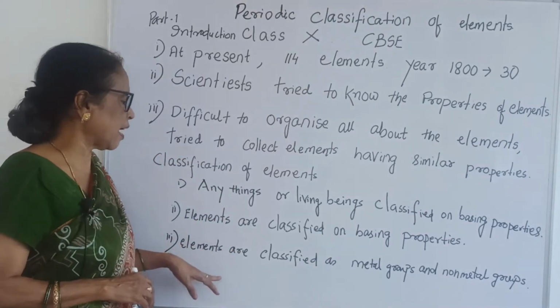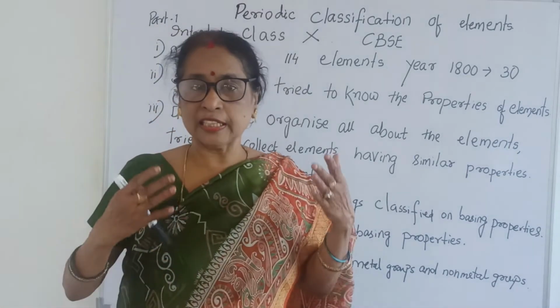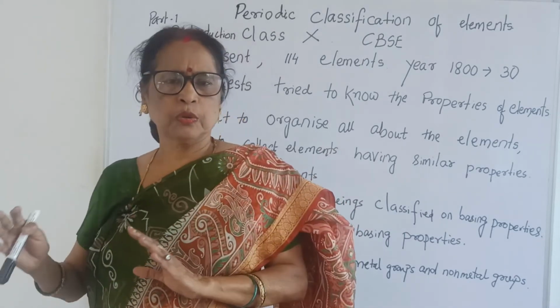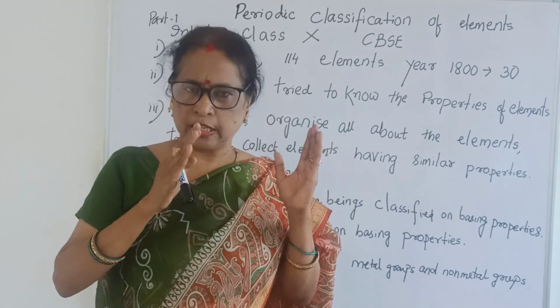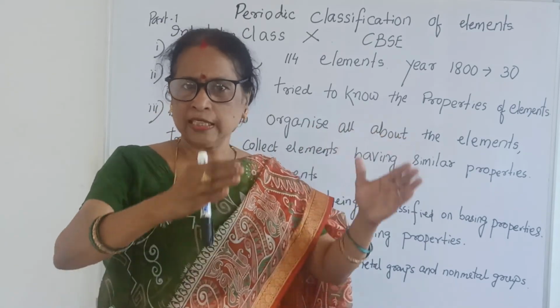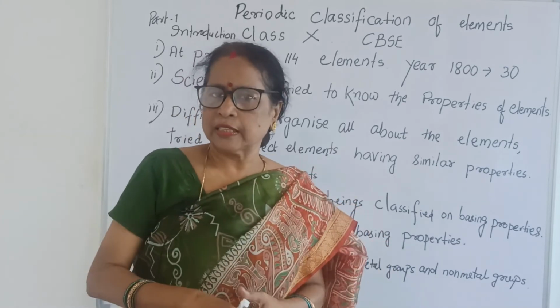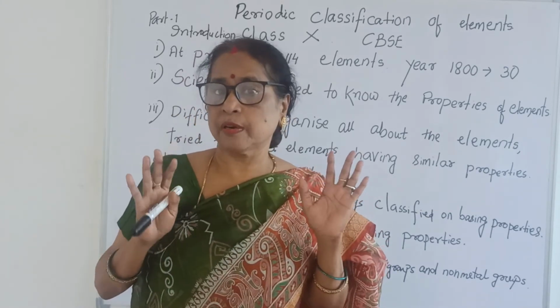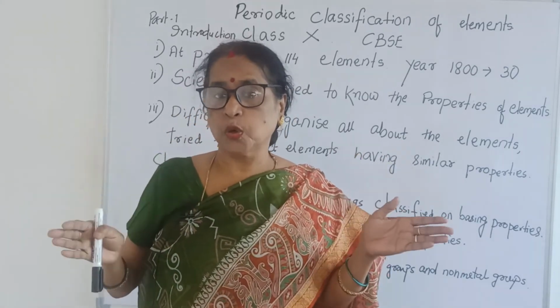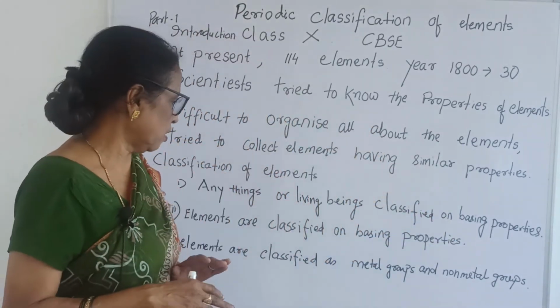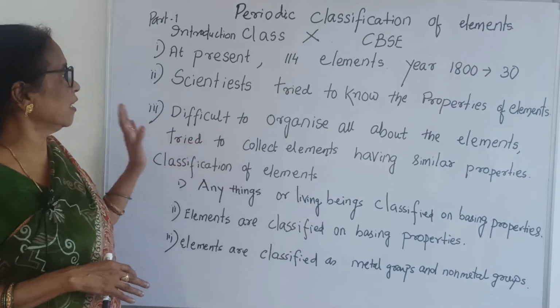Elements are classified as metals. First, when they discovered them, they divided them into which is metal and which is non-metal. They found these are the metals having similar properties, and these are the non-metals having similar properties. First they made two groups: one is the metal group, the other is the non-metal group. I hope it is clear.